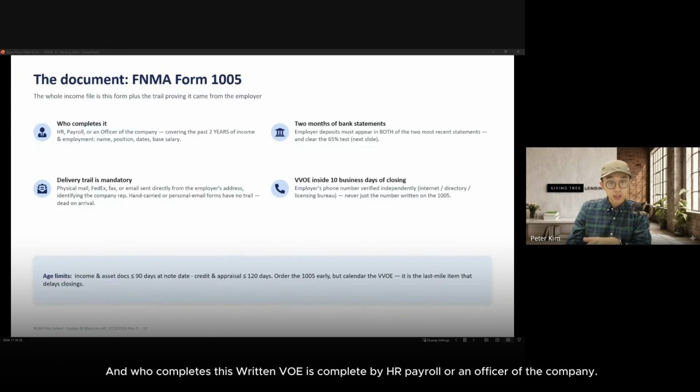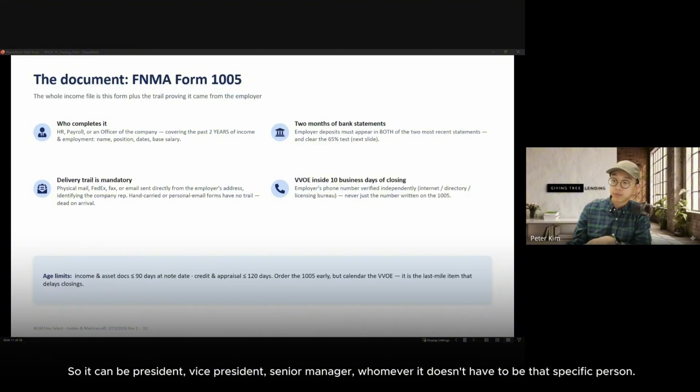And who completes this written VOE? It is completed by HR, payroll, or an officer of the company. So it can be president, vice president, senior manager, whomever. It doesn't have to be that specific person.